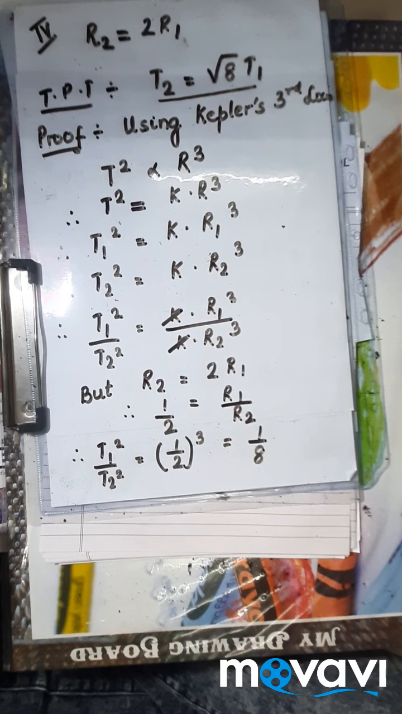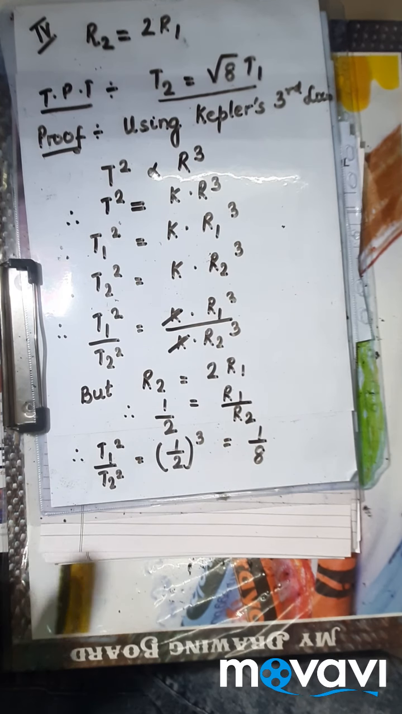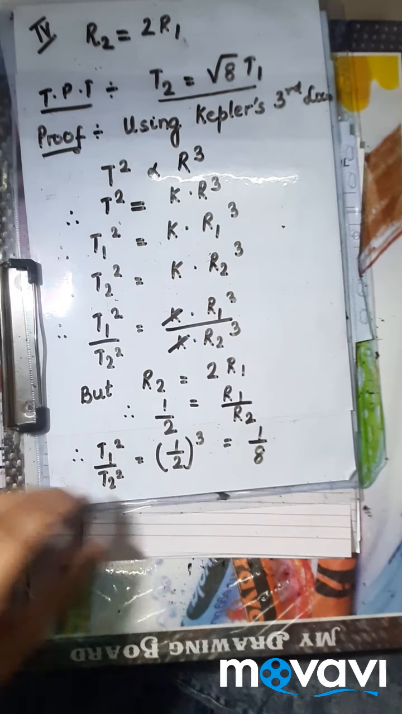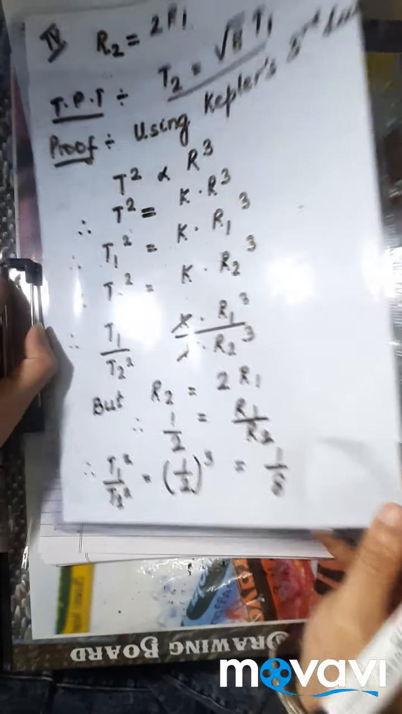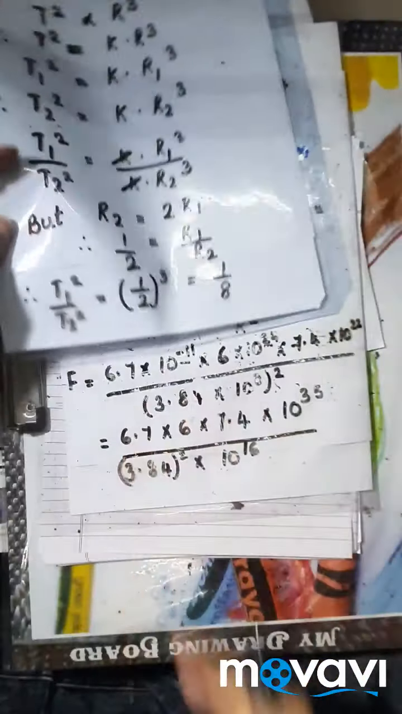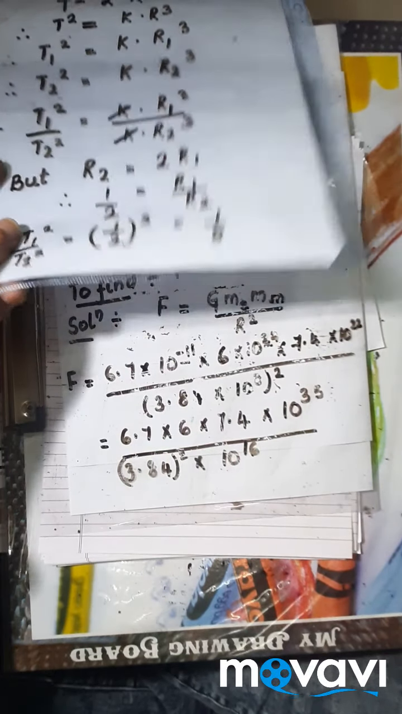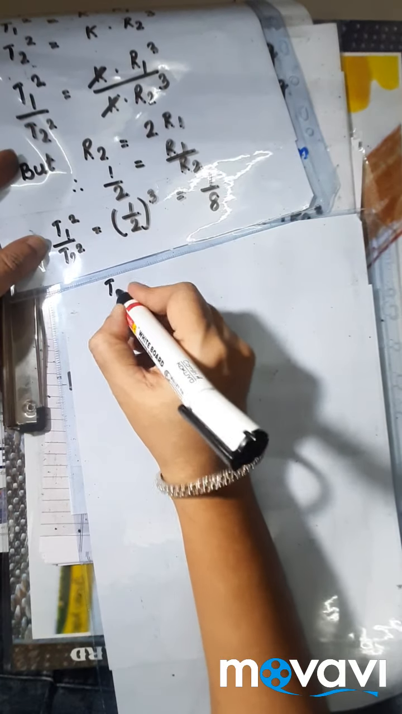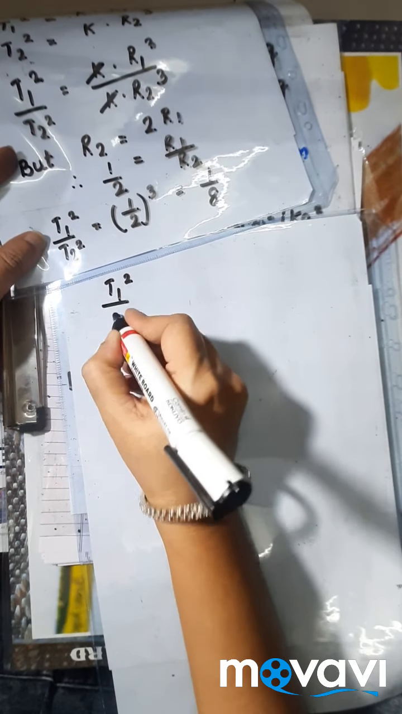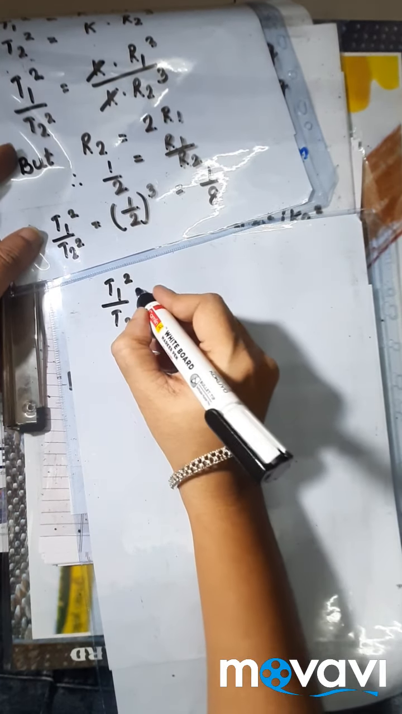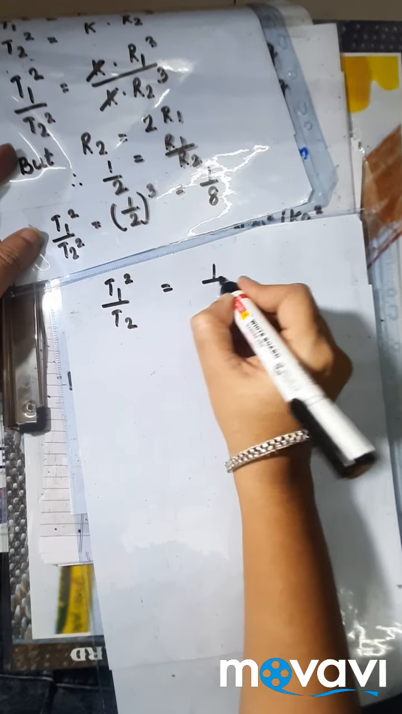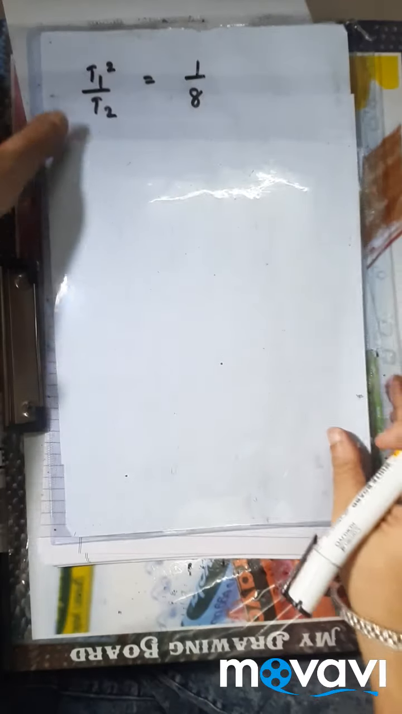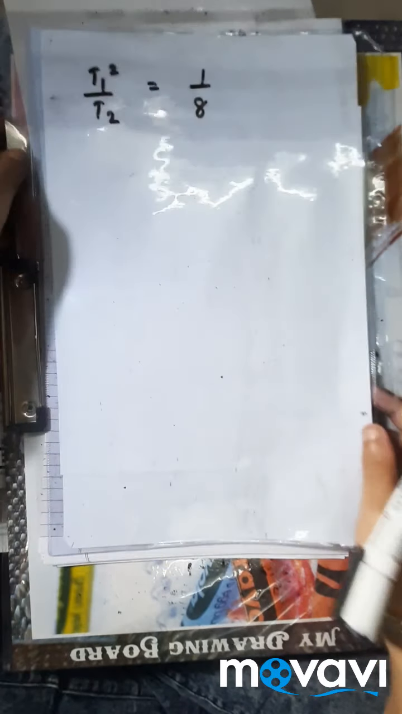Okay. Now, therefore, can I go here? Take a new page. So therefore, look at this. Therefore, t1 square upon t2 square is equal to 1 upon 8. I just copied that step again. These are long sums, so it's very difficult for me to use the same page.